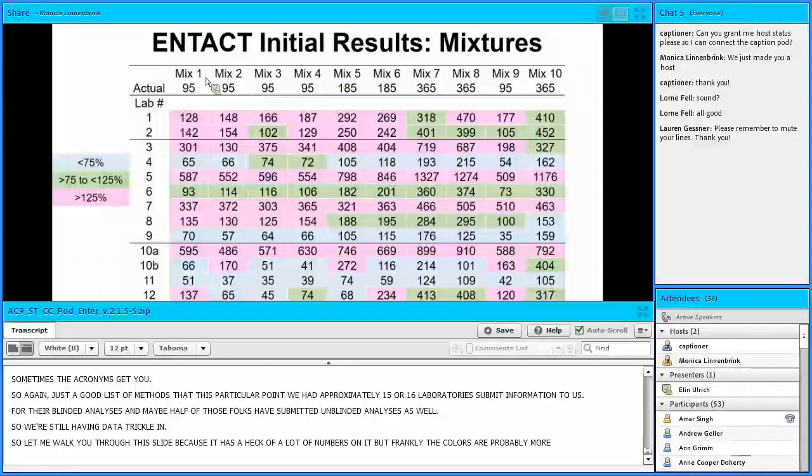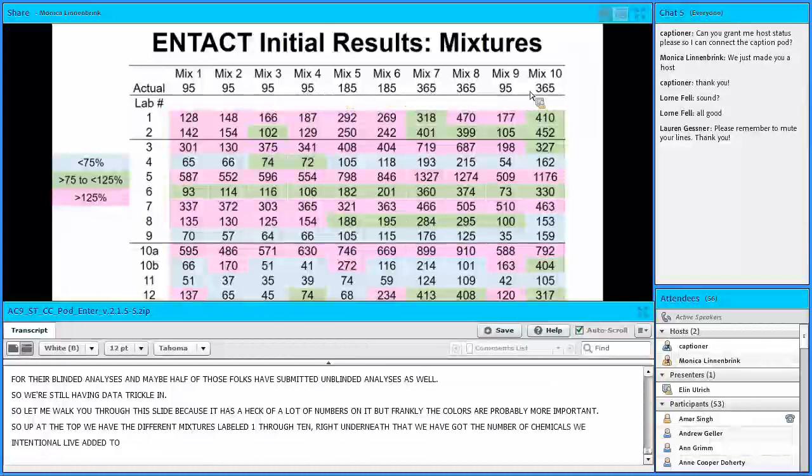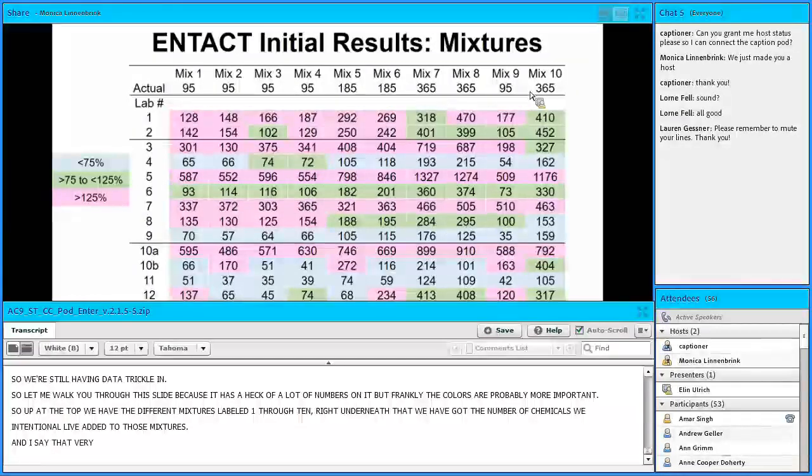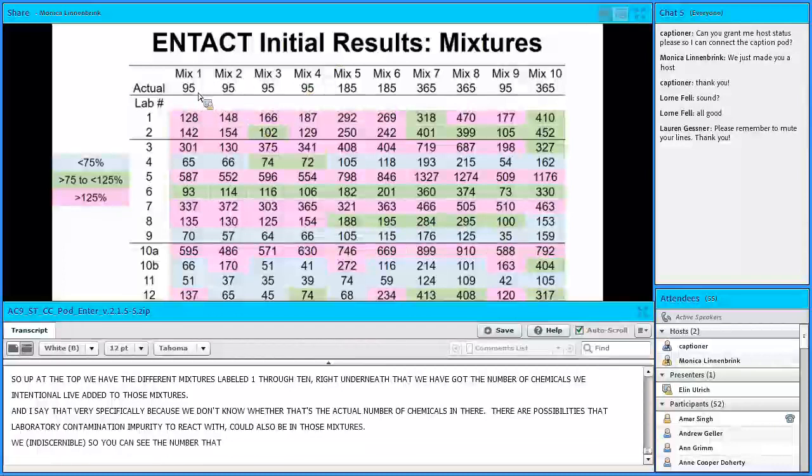So up at the top, we've got the different mixtures labeled 1 through 10. Right underneath that, we've got the number of chemicals that we intentionally added to those mixtures. And I say that very specifically because we don't know whether that's the actual number of chemicals that were in there. There are possibilities that laboratory contamination, impurities in the sample to start with, reaction products, degradation products could also be in those mixtures. We didn't add them, but they might be there. So you can see the number that we actually spiked in, and then compare that to the number that's in the table from the different laboratories.